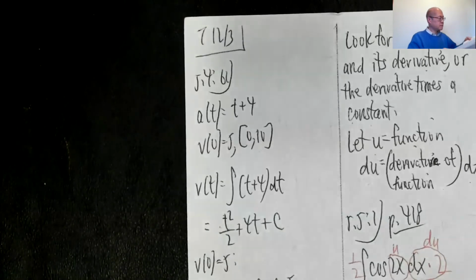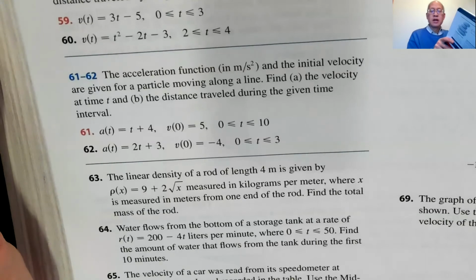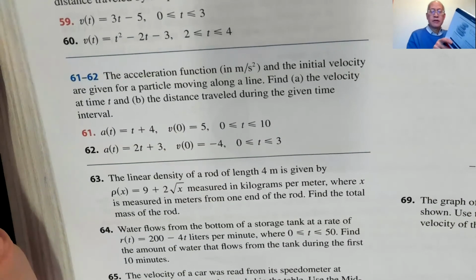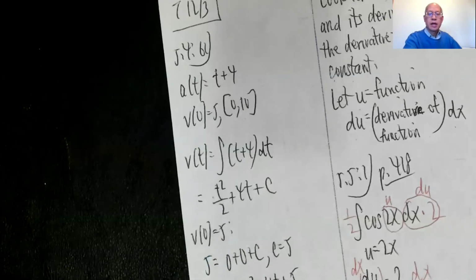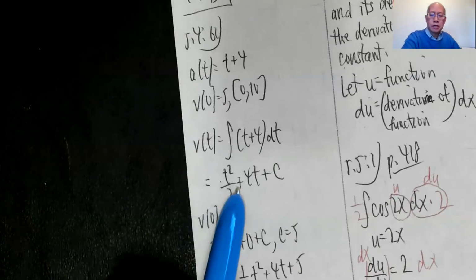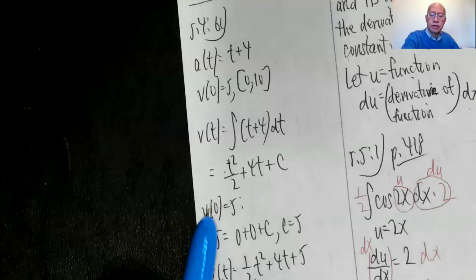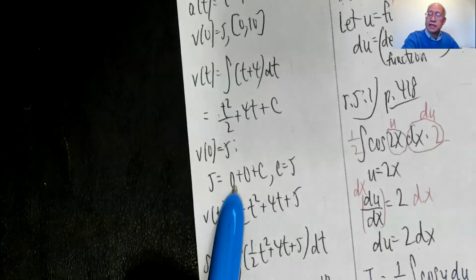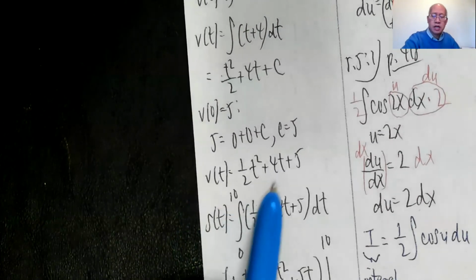5.4, 61, to give the acceleration function, and v of 0 is 5, and you're going from 0 to 10. So find the velocity and then the total distance traveled during a given time. Okay, so to find the velocity, I integrate t plus 4: t squared over 2 plus 4t plus c. But now I can find the c because v of 0 was given to be 5. So the answer is 5 if I put 0 here and 0 here. This is like section 1. So c is 5. So the velocity function is 1/2 t squared plus 4t plus 5.